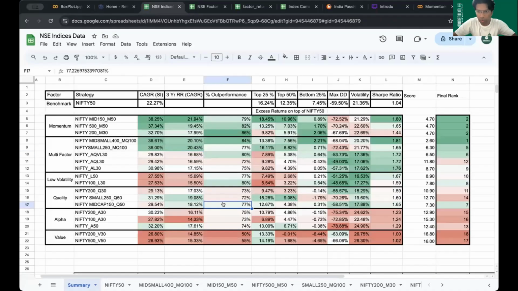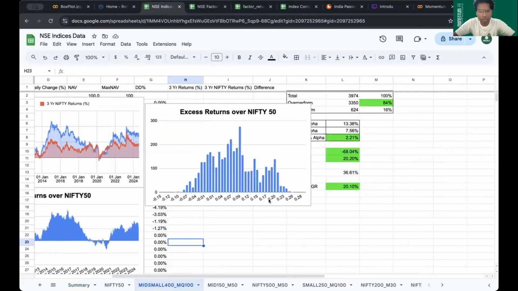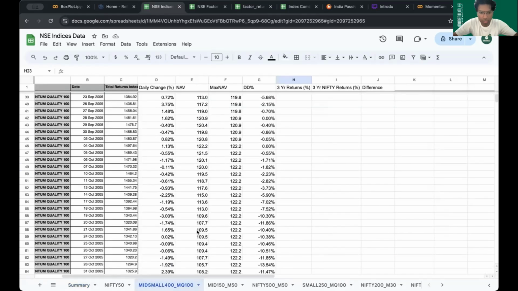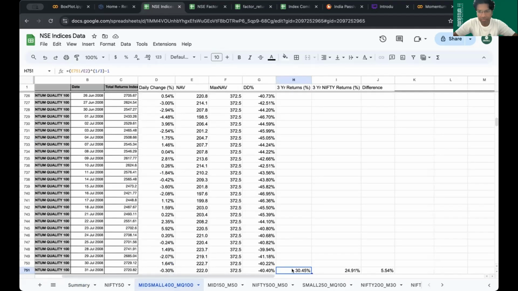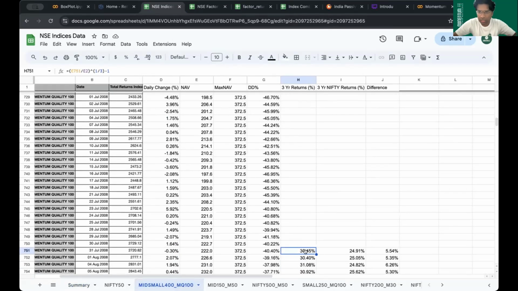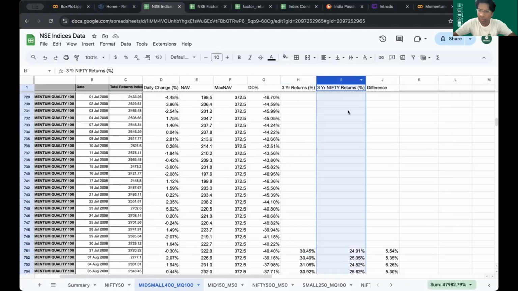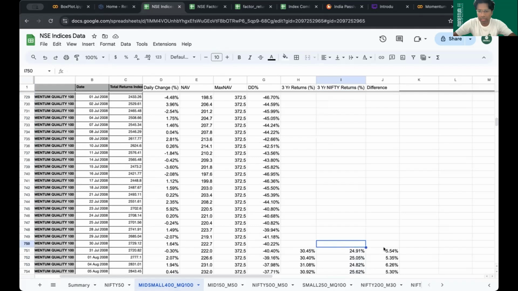Now, before we do different combinations of factors, first let's quickly recap what we discussed last time. Let me show you with an example of one particular factor. We've taken mid-small cap 400, momentum quality 100. And then we have calculated the 3-year CAGR for any given day, and then the rolling 3-year CAGR for the strategy. In the same way, we have also calculated the 3-year Nifty returns. And then we have subtracted the Nifty returns from the strategy returns.